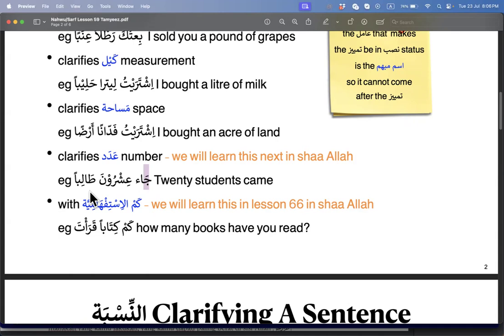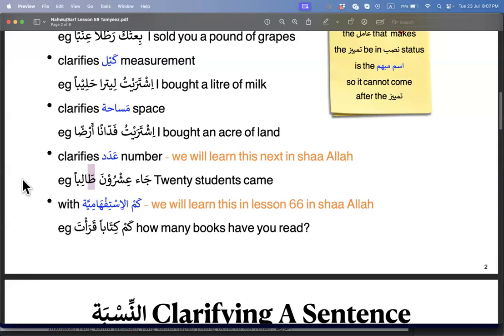Taliban will be the twenty. Taliban is, this one maf'ulun bihi? Okay, sorry, no. This is also tamyiz because twenty what? So twenty is not clear. Twenty what? What are you saying? This is the fa'il. Twenty came. Twenty what? Twenty men, twenty women, twenty students, twenty kids, twenty babies, twenty what? So Taliban here is your tamyiz. Clear?